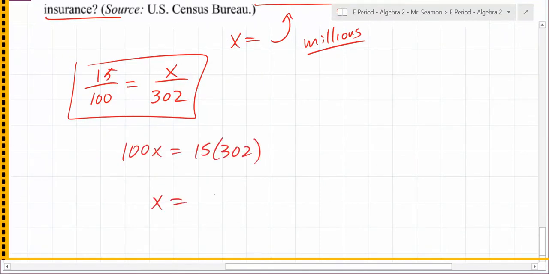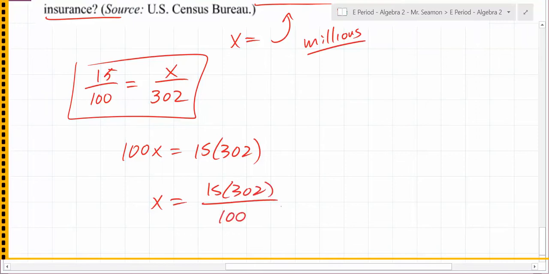So what does x equal? 15 times 302 all over what? 100, exactly. Now, would you need a calculator to get that answer? Sure, but are you done at this point, effectively? This is how many millions of people do not have health insurance, which is kind of staggering.